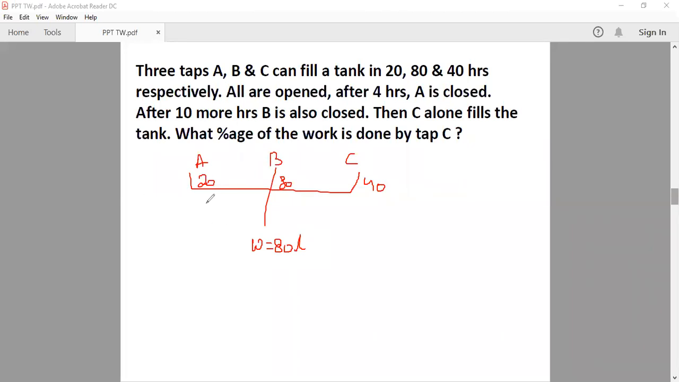Since A can complete the work in 20 hours, so A के लिए efficiency क्या आई? 4 liter per hour. Since B can do it in 80 hours, so B के लिए efficiency क्या आई? 1 liter per hour. And C के लिए efficiency क्या आई? 2 liter per hour. Now, the important point is we should keep it segregate.